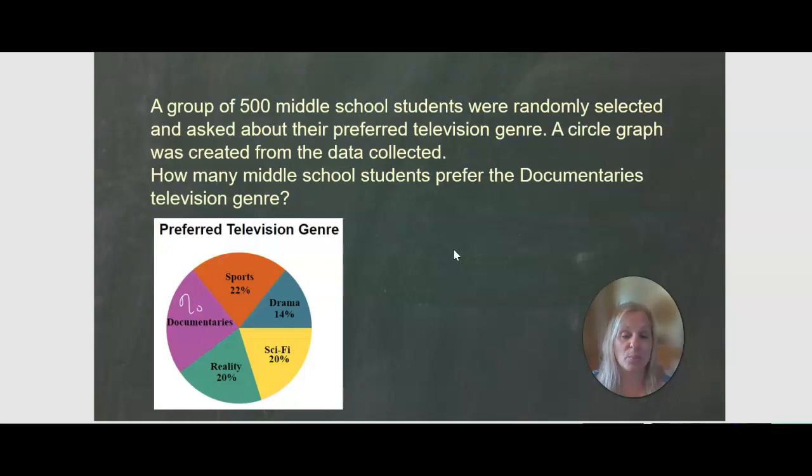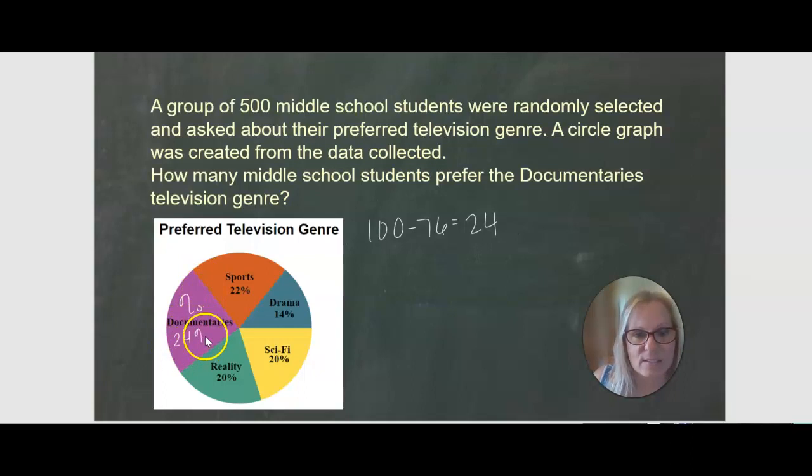We've got 22, 14. I should really put on my glasses. I think that says 20 and 20. So far we've got 76. When I add up the percents that were given, 22, 14, 20, and 20, that gives us 76, right? Let me just make sure. Oh yeah, that's better. Okay, so if we need it to add up to 100, then we've got 100 minus 76 is 24.